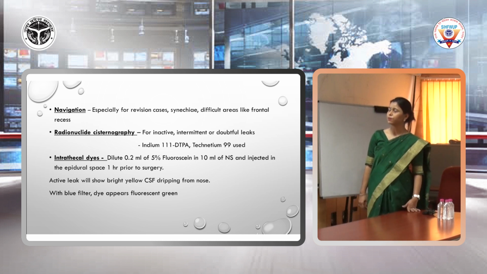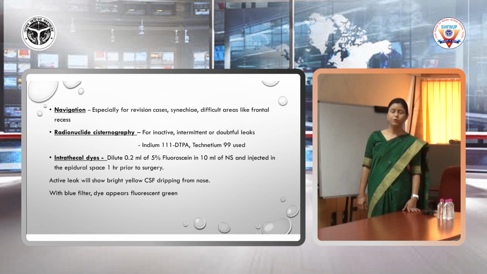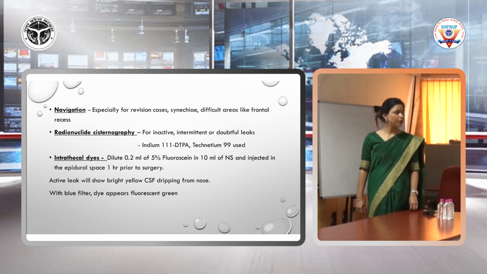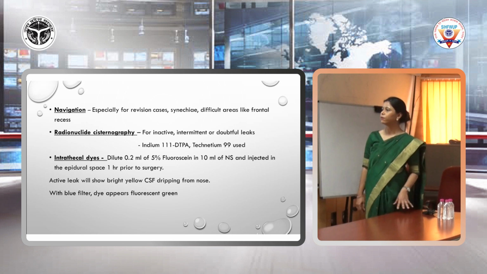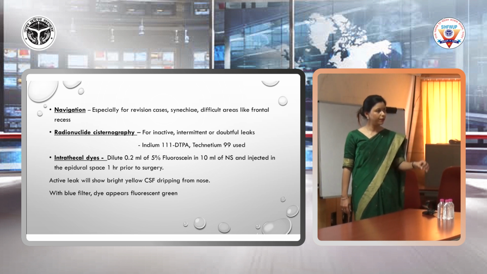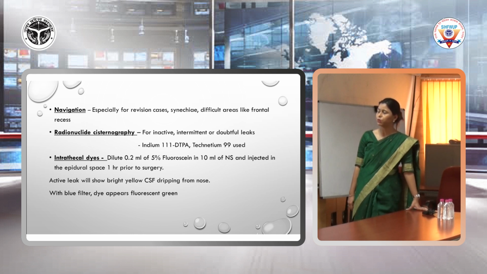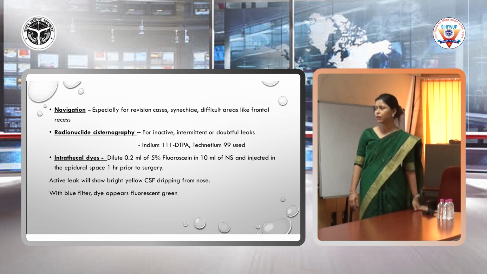Then intrathecal dyes. 5% fluorescein is used, which is diluted. 0.2 ml is taken and diluted in 10 ml of either normal saline or the CSF only. CSF is withdrawn and then it is diluted 1 hour prior to the surgery. Active leak will show bright yellow CSF dripping from the nose, and with a blue filter in the light source, one can see it as a fluorescent green.